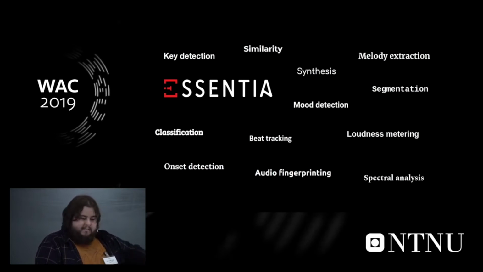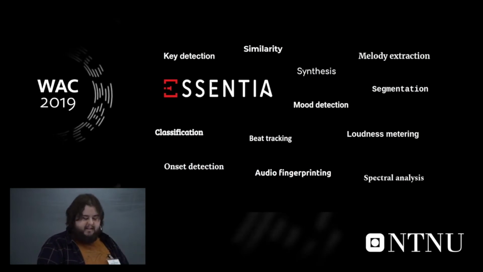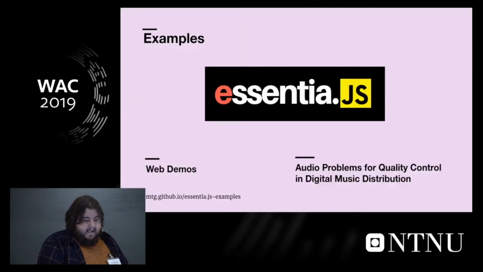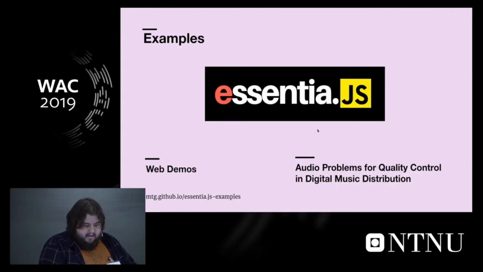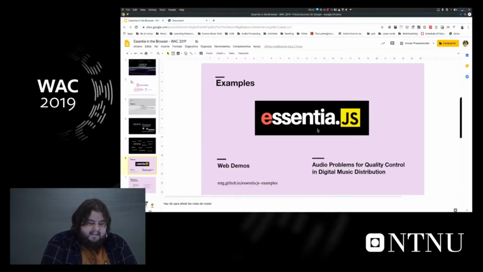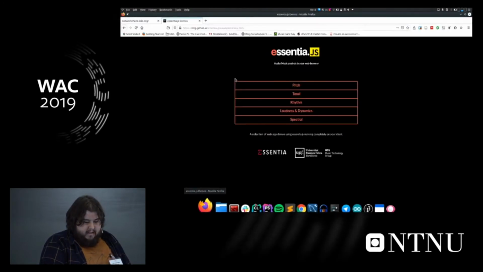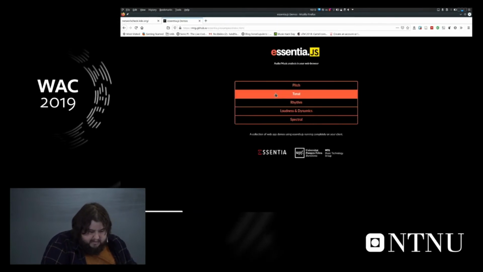So those are the main things that Essentia has. Well, the main things you can do with it. It has more, like I was saying, more than 250 algorithms in it. Now I'm going to show you a couple of examples of what we're calling Essentia.js, which is Essentia in the browser.